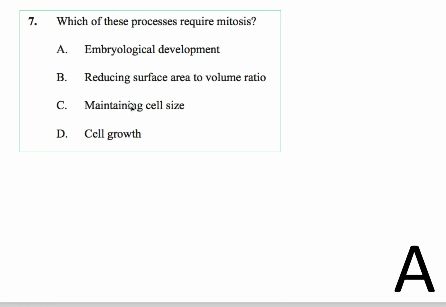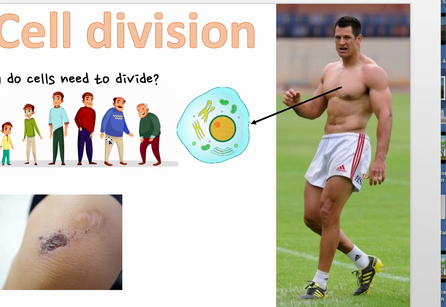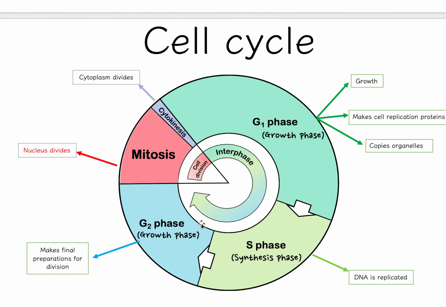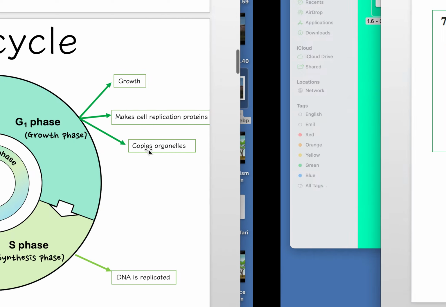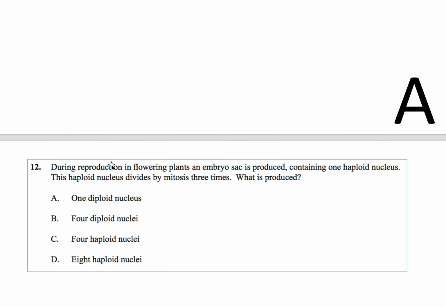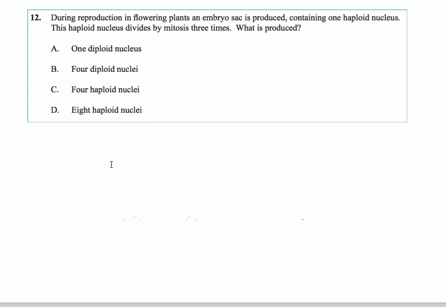Okay, C, maintaining cell size. No. When you do mitosis, you reduce cell size because you break one cell into two cells, right? So you're not keeping the same cell size. Cell growth, no. Mitosis is not cell growth. We know that cell growth happens in interphase, G1 and G2 phase. Mitosis is simply just division. It's nothing to do with growth. Okay, therefore the answer is A. So let's get to the next one.